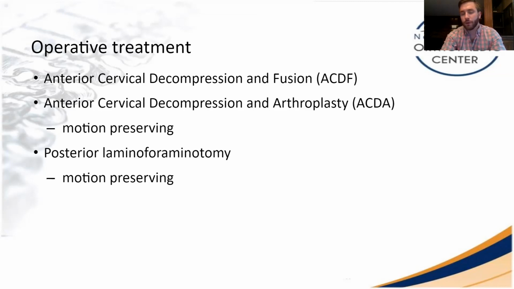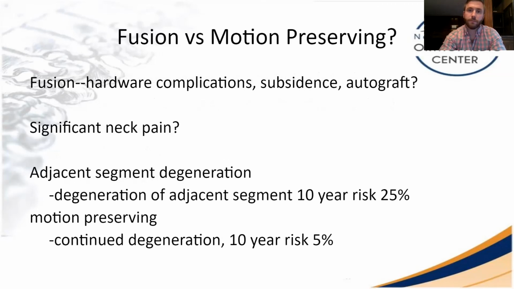More cutting edge or new techniques include motion preserving surgery, which is the anterior cervical discectomy and arthroplasty, or a posterior laminar foraminotomy. And those are the two things we're going to touch on in this presentation. And again, these are for radiculopathy. We're going to talk about myelopathy in a little bit.